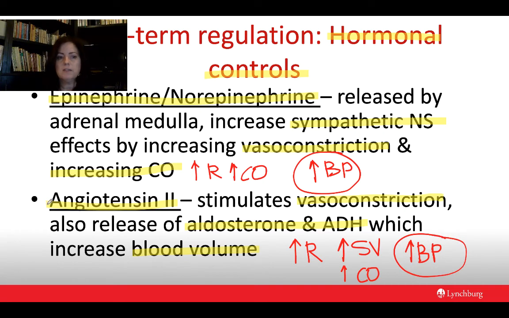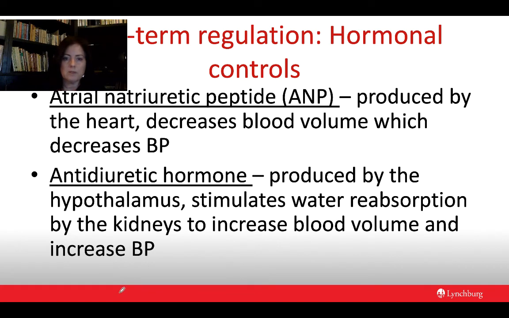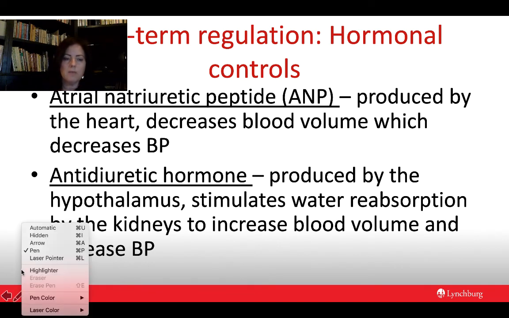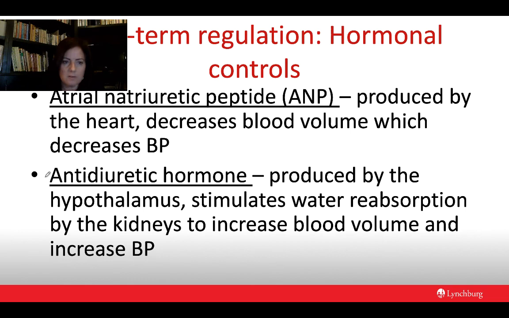Okay, so release of angiotensin 2 results in increasing blood pressure. Okay, that's those two. We've got a couple other ones, and actually I'm going to do ADH first, and that's this one right here, antidiuretic hormone. So what happens with antidiuretic hormone is that it stimulates your kidneys to increase water reabsorption. So instead of excreting that water through your urine, it's going to hold onto it. And as a result, it's going to increase blood volume.